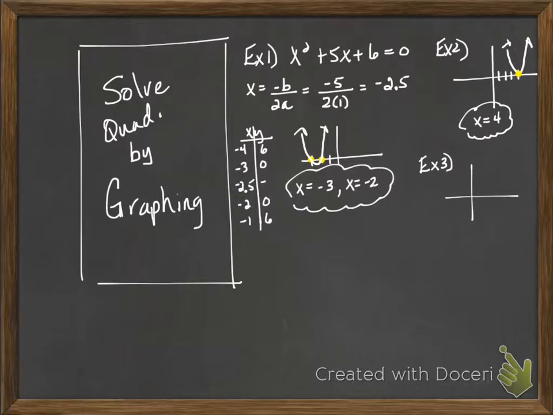It's never going to cross the x-axis. So it could look something like this, where the parabola has a vertex above the x-axis and it's going up. Or it could look like this one, where the parabola is going to go down and the vertex is below the x-axis and it's never going to cross. And that's when we say we have no real solutions. That means the solutions are really what?